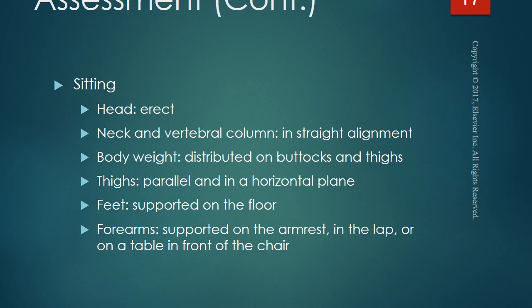Sitting. Assessment of alignment in the sitting position is particularly important for the patient with muscle weakness, paralysis, or nerve damage. A patient with these alterations has diminished sensation in affected areas and is unable to perceive pressure or decreased circulation. Proper sitting alignment reduces the risk of musculoskeletal system damage.